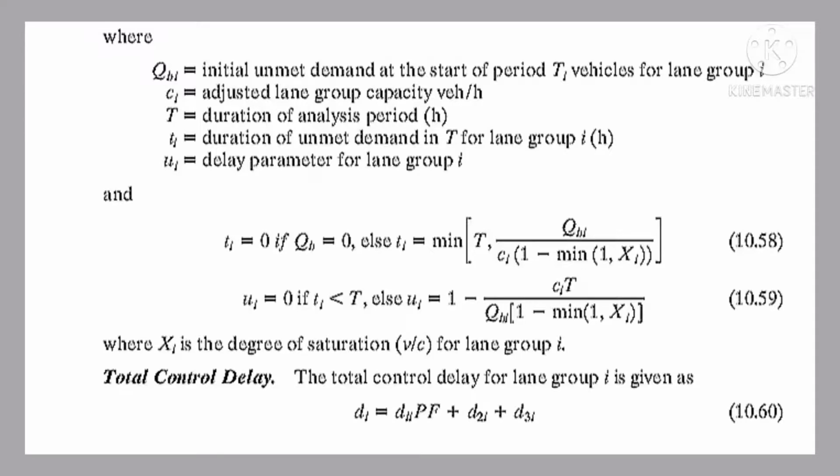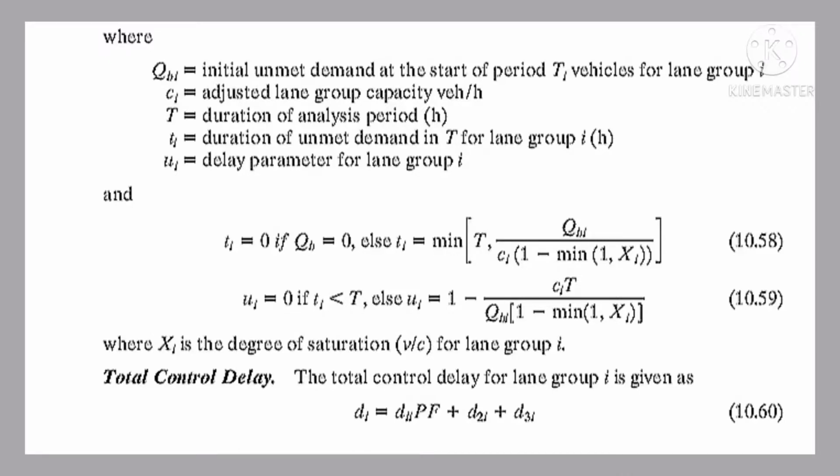Ui equals delay parameter for lane group i. And ti equals 0 if Qb equals 0, else ti equals the minimum of T, Qbi over ci times (1 minus min(1, Xi)). This is equation 10.58. Ui equals 0 if ti is less than T, else ui equals 1 minus ci T over Qbi times (1 minus min(1, Xi)). That is equation 10.59. Where Xi is the degree of saturation for lane group i.